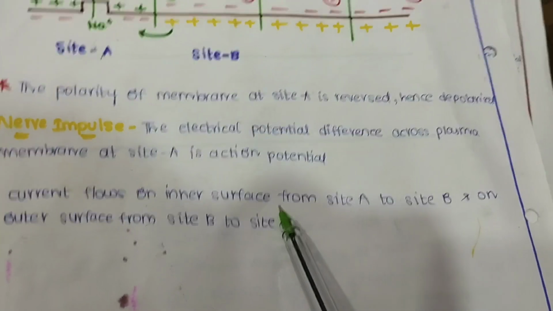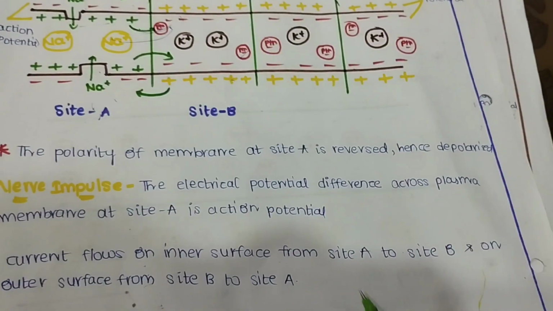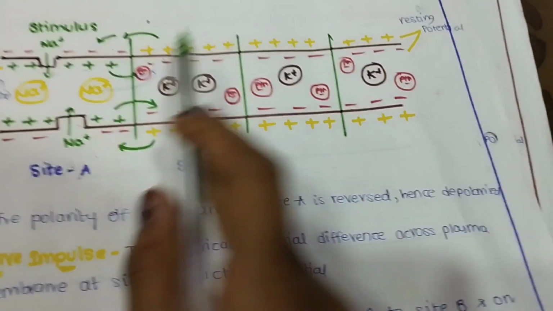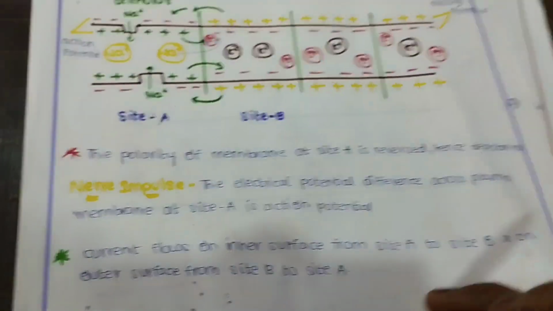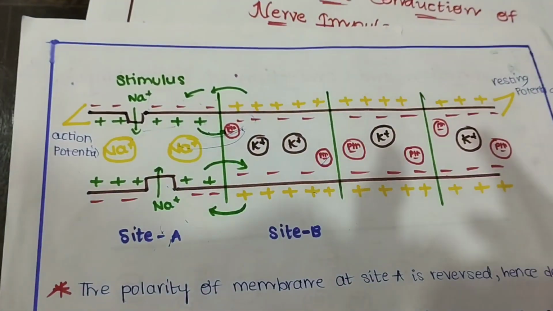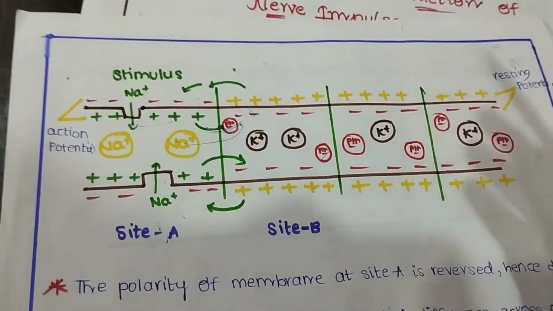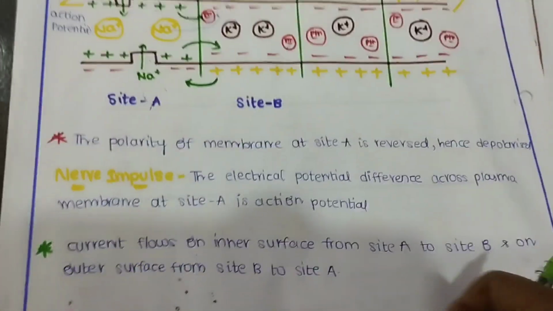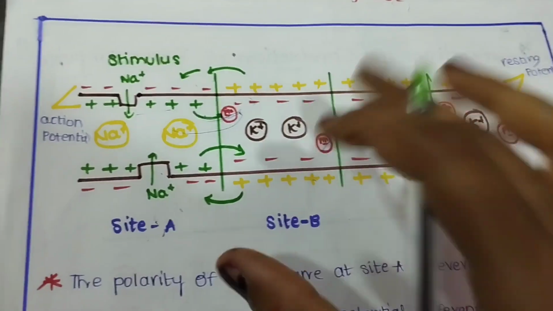Let's read the sentence. Current flows on the inner surface from site A to site B, and on the outer surface from site B to site A. Analyze this; it will be easy using this diagram. Try to explain it yourself, it will be easy for you. And this is the important line of NCERT. This is about the polarity.